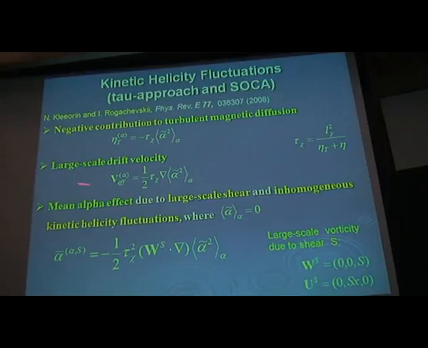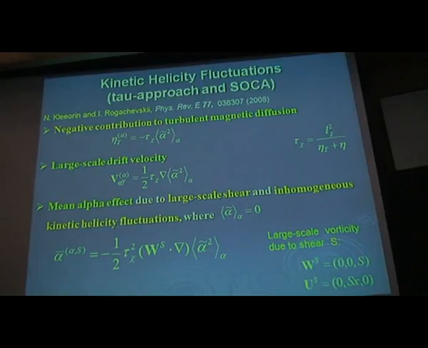The second effect which we covered is the appearance of a large-scale drift velocity. If there are inhomogeneous kinetic helicity fluctuations, then there is a drift of the large-scale magnetic field to the regions with higher fluctuations of kinetic helicity. And this effect, I think, was first found by Keith Moffatt. These two effects occur in shear-free turbulence.